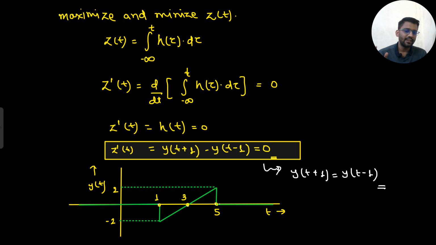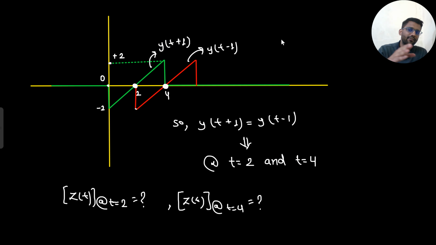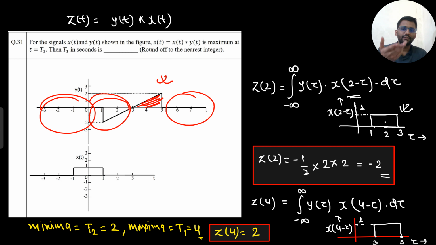Then we had the graph of y of t, and we drew the graphs of y of t plus 1 and y of t minus 1. The graph was cutting at 2 points, at this point and this point. We also verified it. Then we needed to find the value of z of t at t equals 2 and at t equals 4, so that we could know which one is maxima and which one is minima. So we found the value of z of 2. The function y of tau remains as it is, and x of tau is mirrored and then right shifted by 2, then multiplied with the y of tau function. Then we got to know the value is minus 2.